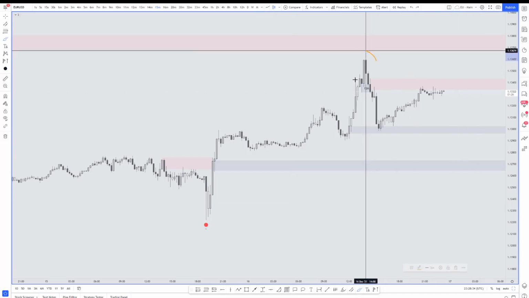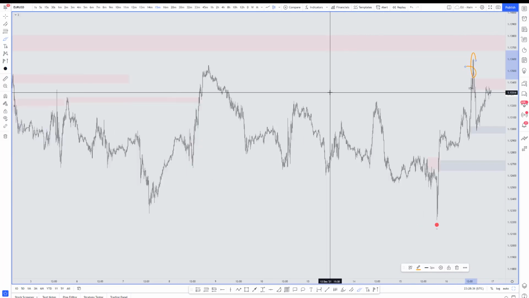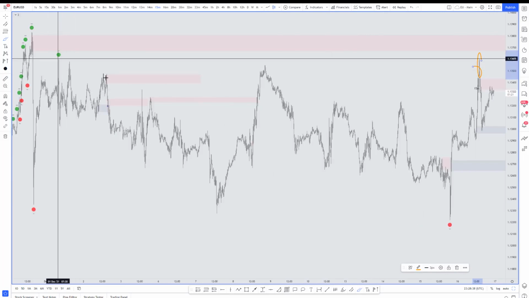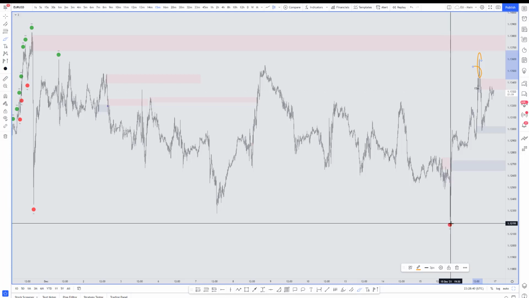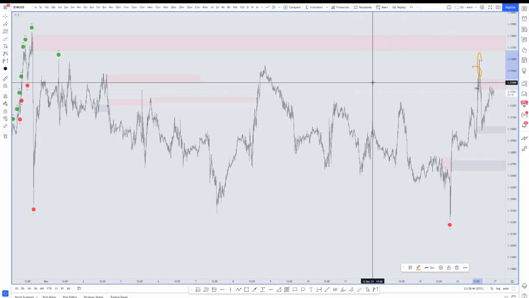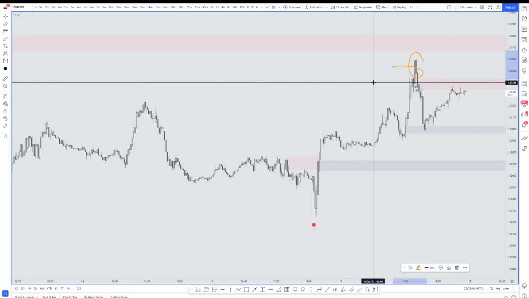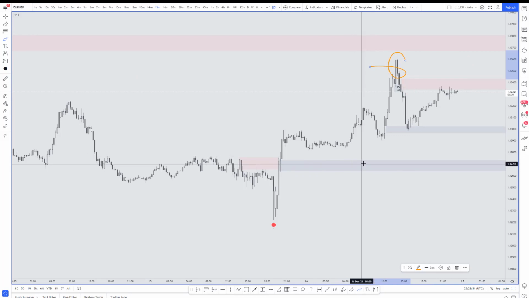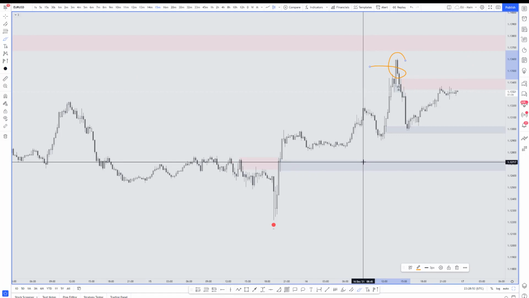Like this guy here, for example, reacted off the high that put in this low. That's a valid, strong point to trade off of. Not my favorite, but it's there. It's 100% there. Whereas you start looking at other POIs, they're not as high probability.